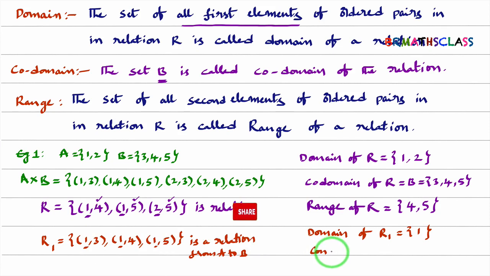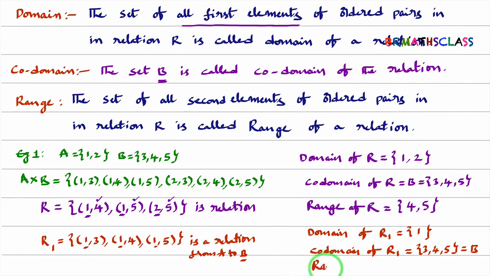Now, I'll write the codomain. If R is a relation from A to B, then set B is called the codomain of the relation. Here R1 is a relation from A to B, so the codomain is set B. What is set B in this example? Set B is {3, 4, 5}. So the codomain of this relation R1 is B.